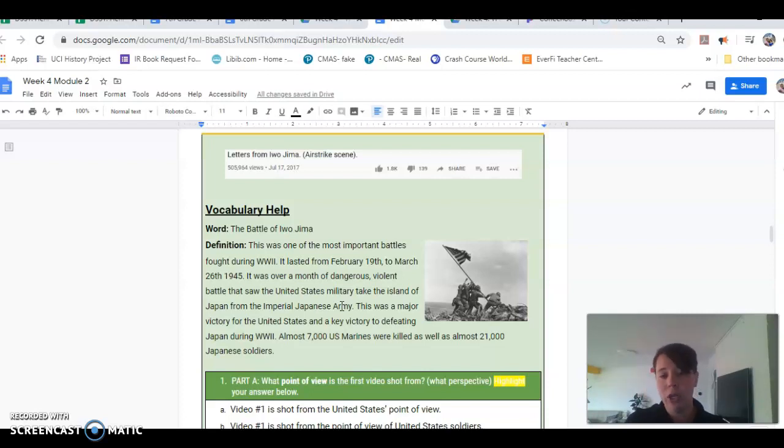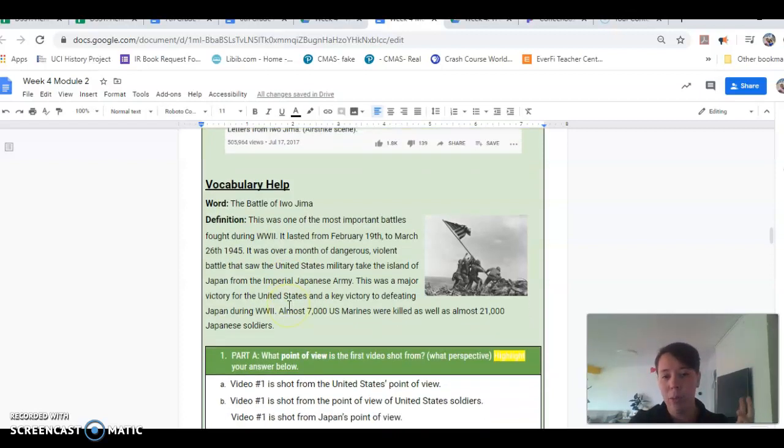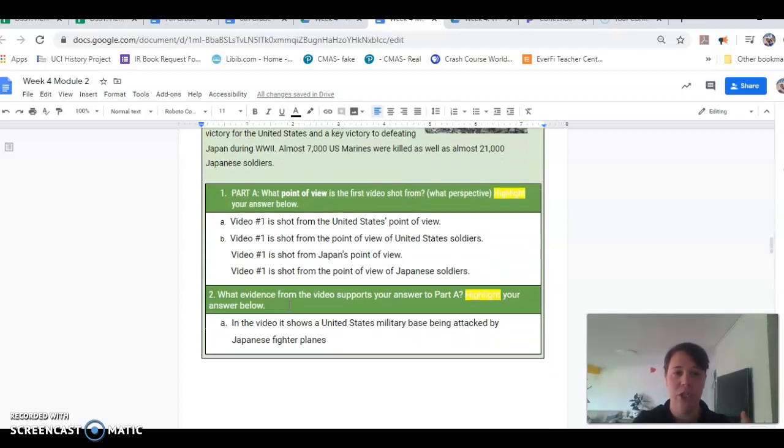You've seen this, I'm sure, very iconic image, both in photography as well as recreated in several sculptures. It's the super famous hoisting the flag at Iwo Jima. This definitely was far and away the most famous and important battle fought in the Pacific theater, so the Asian side of World War II. So having watched the video and using this vocabulary help point, you're going to highlight your answers to all of these questions following.